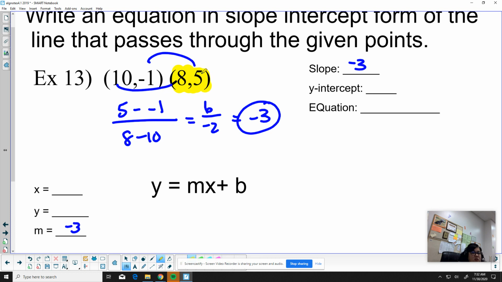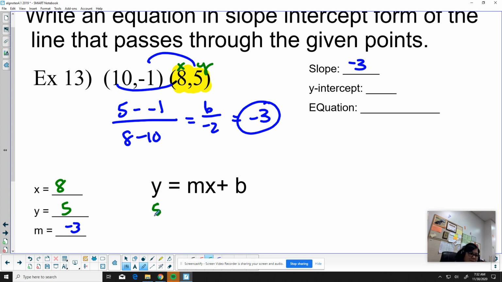And specifically, I'm choosing it because they're both positive. See how that -1 is there for the y on the other one? I could have chosen that one, but it'll be easier, I think, if they're positive. So I'm going to go with the positive ones. So x is 8 and y is 5. So I'm just plugging them in.